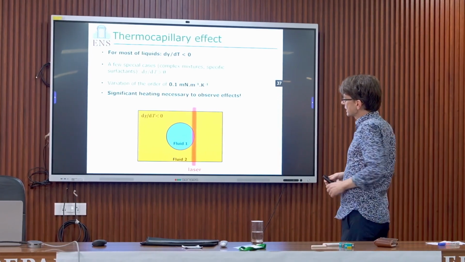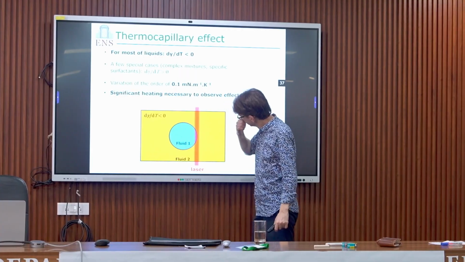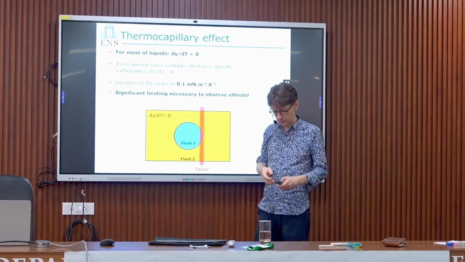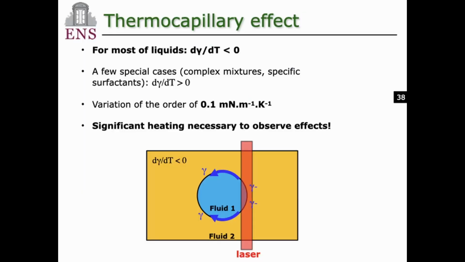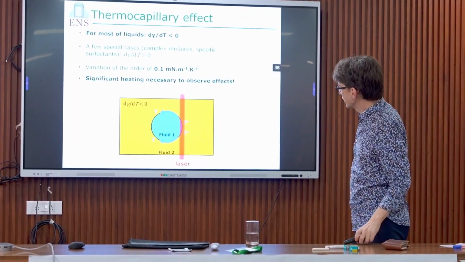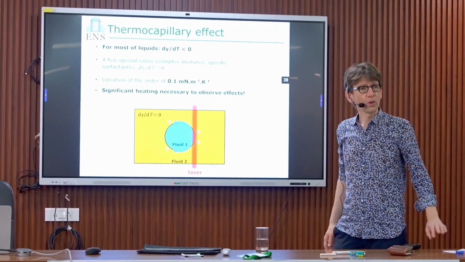So it means that if I just put a laser on this droplet, if my surface tension decreases, I will have a Marangoni stress. So the question is, where is my droplet going? If it moves, where is it going?